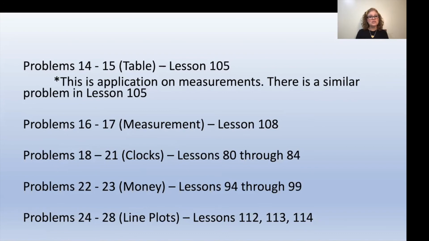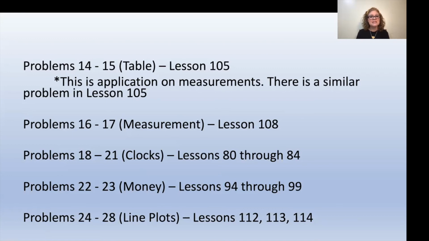For problems 14 and 15, which is the next table, take a look at lesson 105. Now, this is an application on measurements. There is also a similar problem in lesson 105 on that one. For problems 16 and 17, which are questions about measurement, take a look at lesson 108.